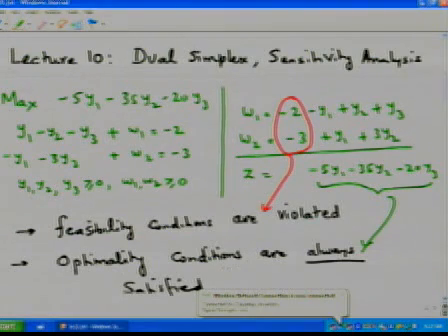You can apply this method anytime optimality conditions are satisfied in a dictionary. Whenever you have a dictionary where the last row has negative or non-positive coefficients, you can always apply the dual simplex method. Of course, if instead of being -2 and -3, these two were +2 and +3, you would just stop, because you have a feasible solution satisfying optimality conditions, and this is the best possible.